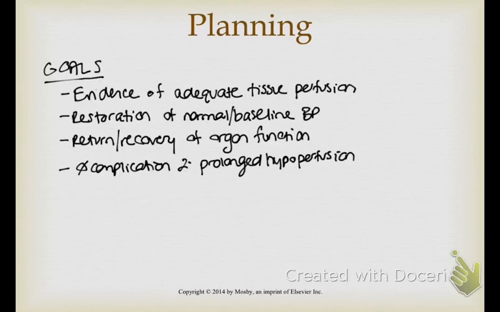Planning. Again, all the stuff we talked about. What are our goals? We want to have good tissue perfusion. We want to have a normal blood pressure, because if we have a normal blood pressure, then we know our tissues are getting perfused. We want to have normal organ function, so we want to have good urine output. We want the patient to be alert, not confused or restless. And we don't want any long-term complications. We don't want to develop ARDS. We don't want to go into renal failure, which Miss Lewis is getting ready to discuss with you.